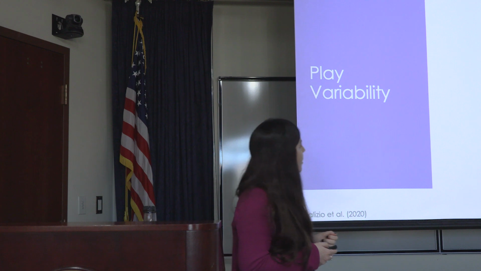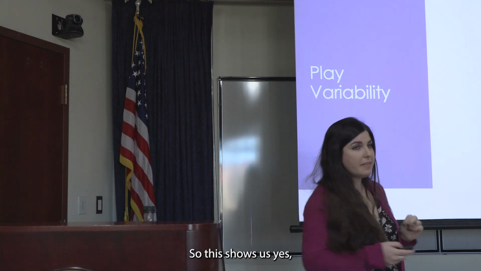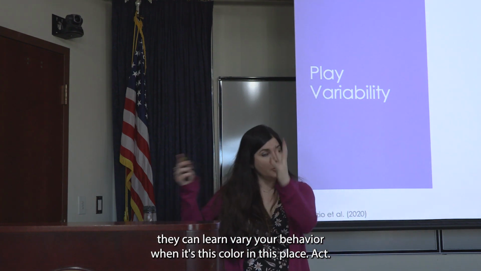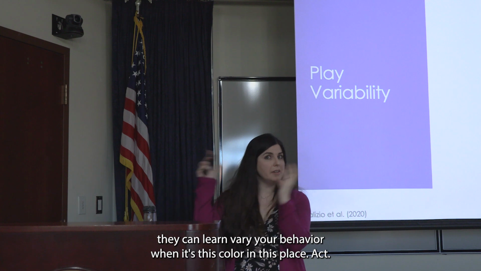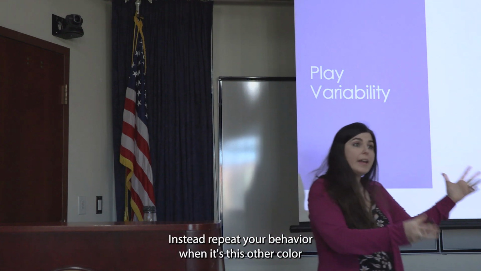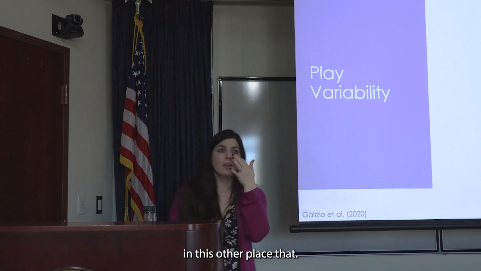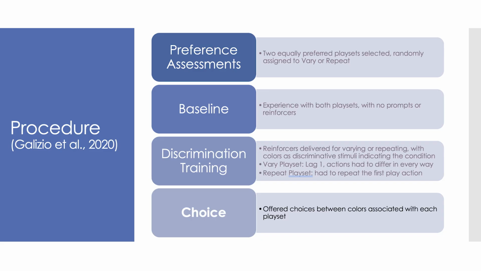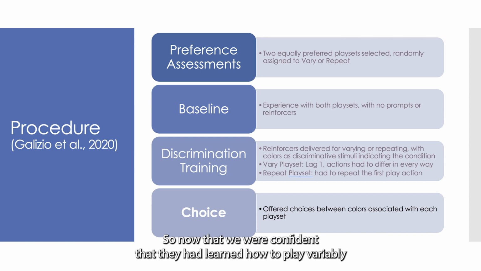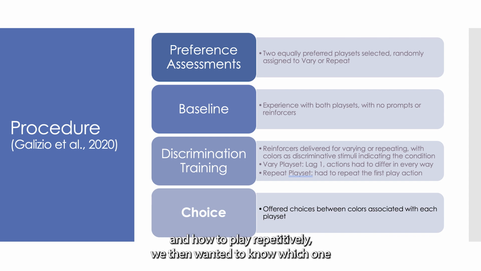Okay? So this shows us, yes, they can learn to vary your behavior when it's this color in this play set. Instead, repeat your behavior when it's this other color in this other play set. The last phase of this experiment was choice. So now that we were confident that they had learned how to play variably and how to play repetitively, we then wanted to know which one they would prefer to do if they were given that choice.